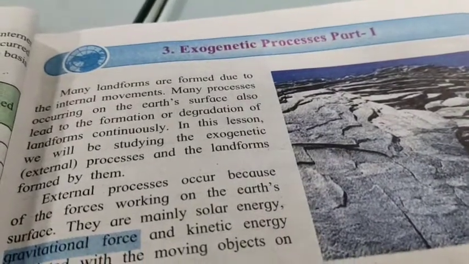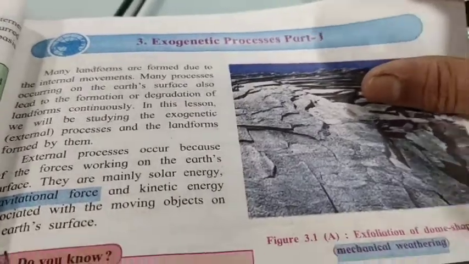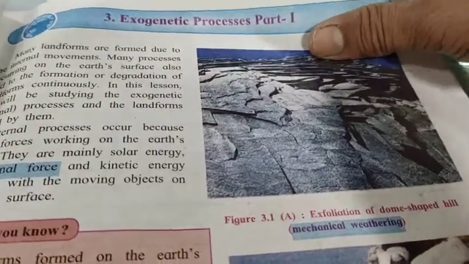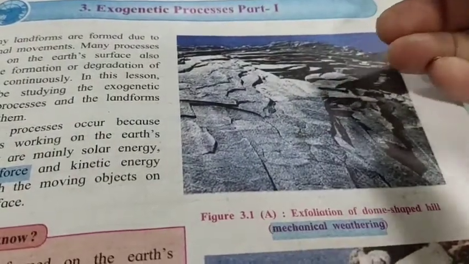And we also tried to understand the various forms of weathering, that is mechanical weathering, chemical weathering and biological weathering. So today let us try to understand mechanical weathering. We did not discuss it yesterday, but today we can look at the images.